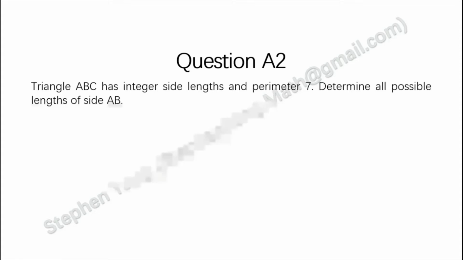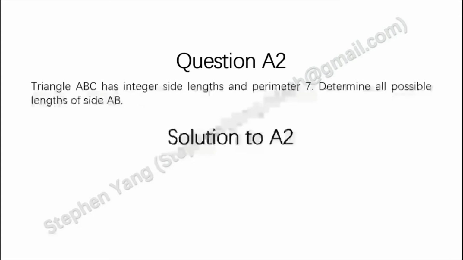And question A2 is triangle ABC has an integer side length and perimeter 7. Determine all possible lengths of side AB. And let us get into the solution for A2 now.